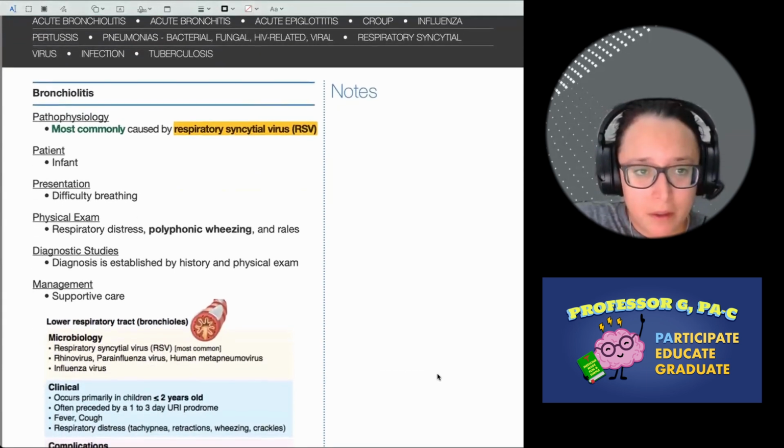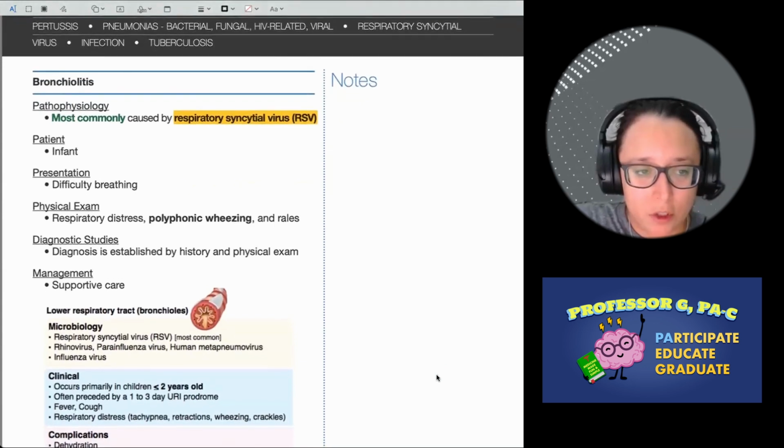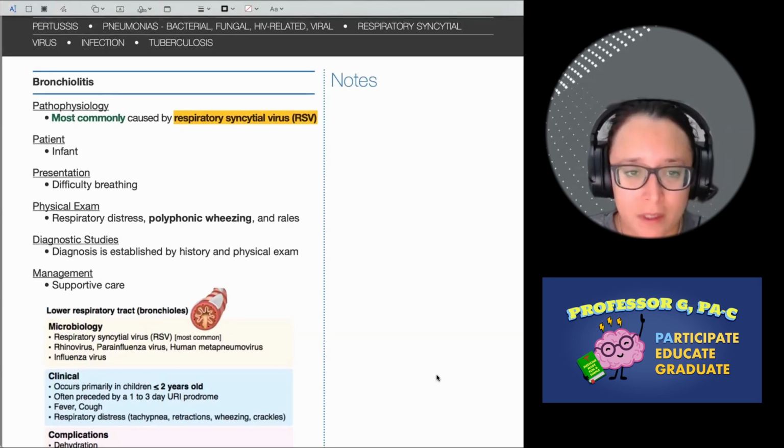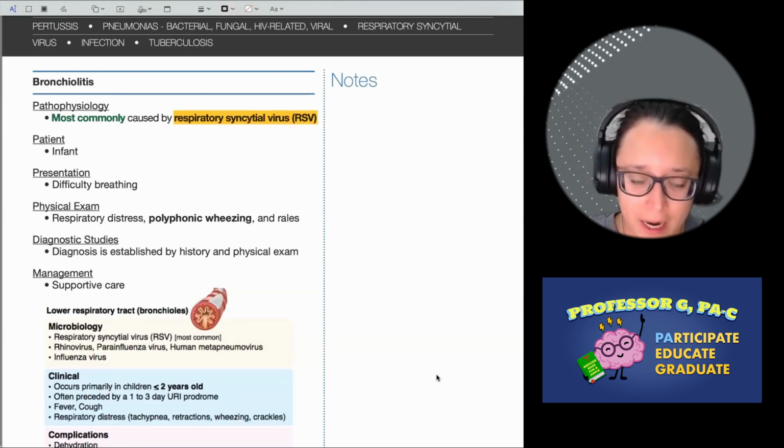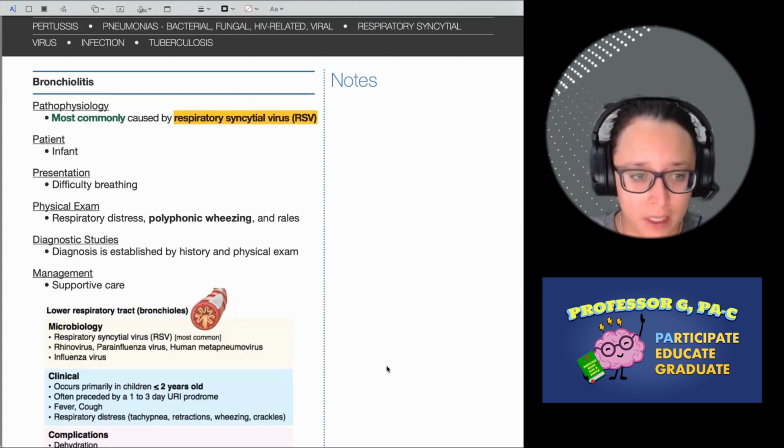Bronchiolitis. When I see bronchiolitis, they usually make the patient an infant to early toddler, so a baby usually in the vignette. And they usually present like what I think of as an asthma, but caused by an infection. So it's affecting the very small airways. We know the major culprit is going to be RSV. RSV is the major virus that causes bronchiolitis.